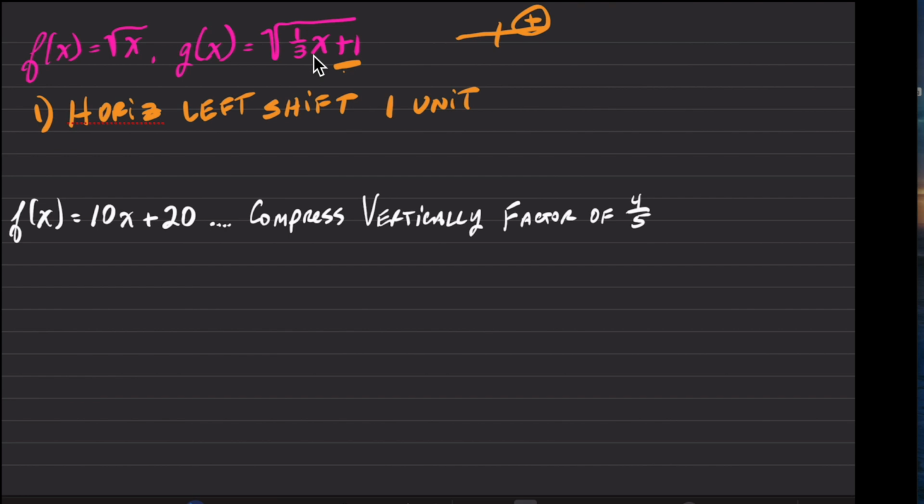Next, we're going to look at that 1/3. We know we're still horizontal because we're still inside of the function. The factor of guy is going to be the reciprocal of the inside guy. It's got to be 3. If this is greater than 1, the descriptor has to be stretch.